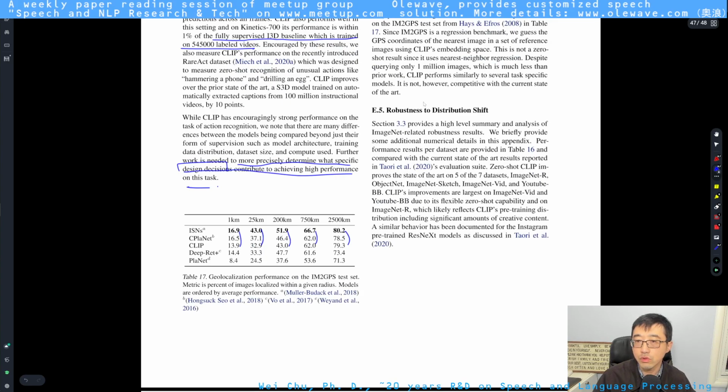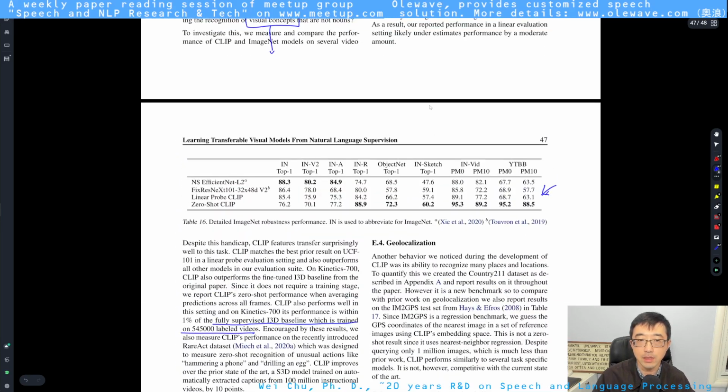The robustness to distribution shift. Oh, that's table 16. Let me quickly see if I can understand it. Yeah, so this is the ImageNet, or the original ImageNet, and these are the variations of the ImageNet. All these are variations, so you can regard this as distribution shifted ImageNet. Make sense?